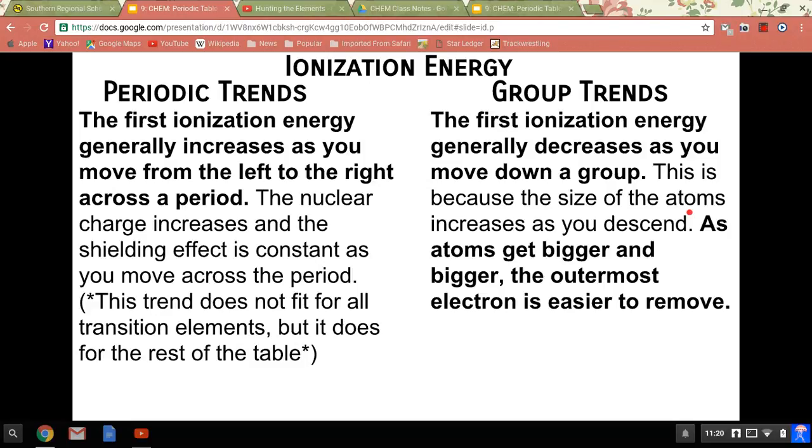Moving on to groups, the first ionization energy generally decreases as you move down a group. And it's actually for a similar reason that the atomic radius increases as you go down a group. As you go down a group, those energy levels are increasing. Those electrons are getting further and further away from the nucleus, further and further away from that positive charge. So it becomes easier to remove one of those outer shell electrons because it's not as close and it's not experiencing as much of a charge as those ones that are closer in to the nucleus in those first few energy levels.